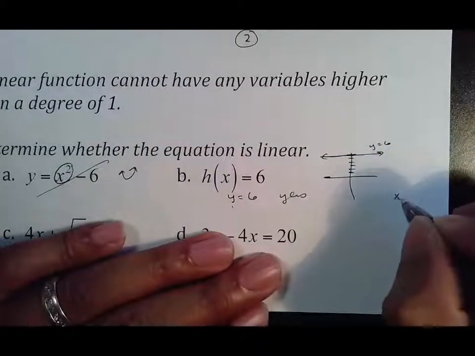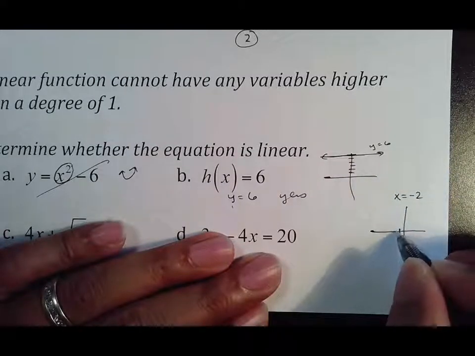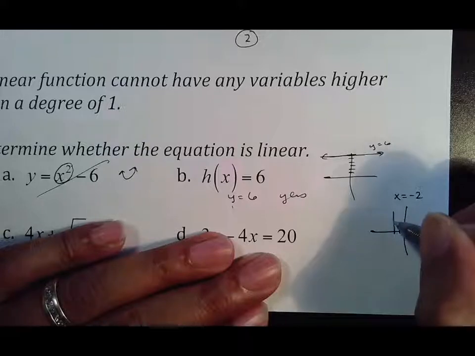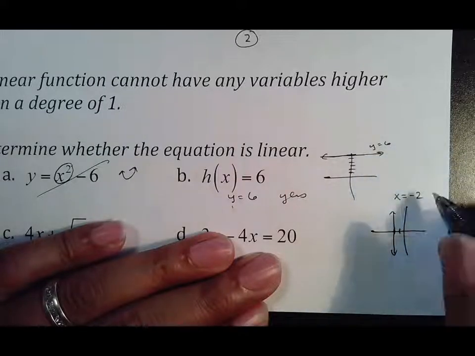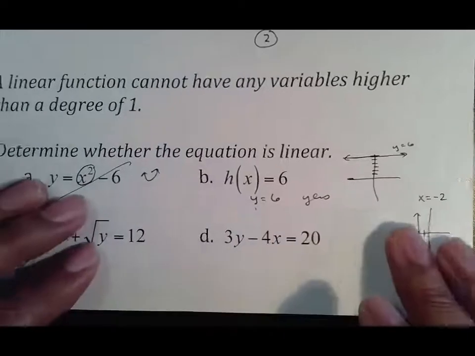x equals something. So let's say we're doing x equals negative 2. You would go on the x-axis to where negative 2 is at and extend that line. And that would be your x equals negative 2. So again, whenever they give you just a one variable graph of a line, that's how you graph that.